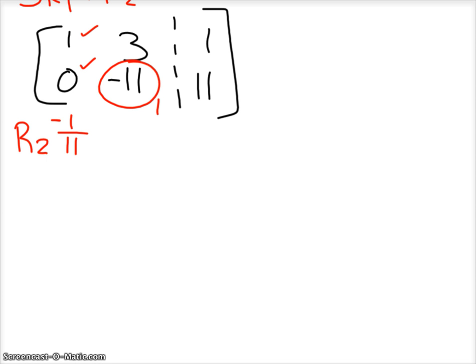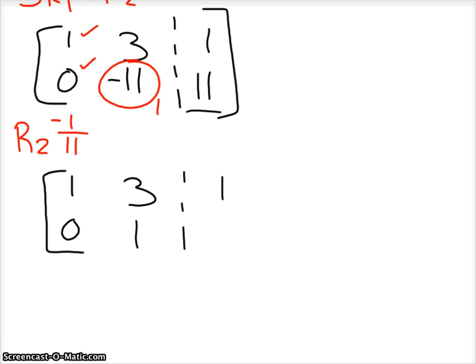So again, our first row, we're not changing yet. So we have a 1, a 3, and a 1. Our new second row will be 0 times a -1/11, which is 0. -1/11 times -11 will be 1. And then our final term over here, -1/11 times a positive 11 will be -1. So we now have 3 of our entries correct. We have one more to go, which is this term right here, which we want to make a 0.